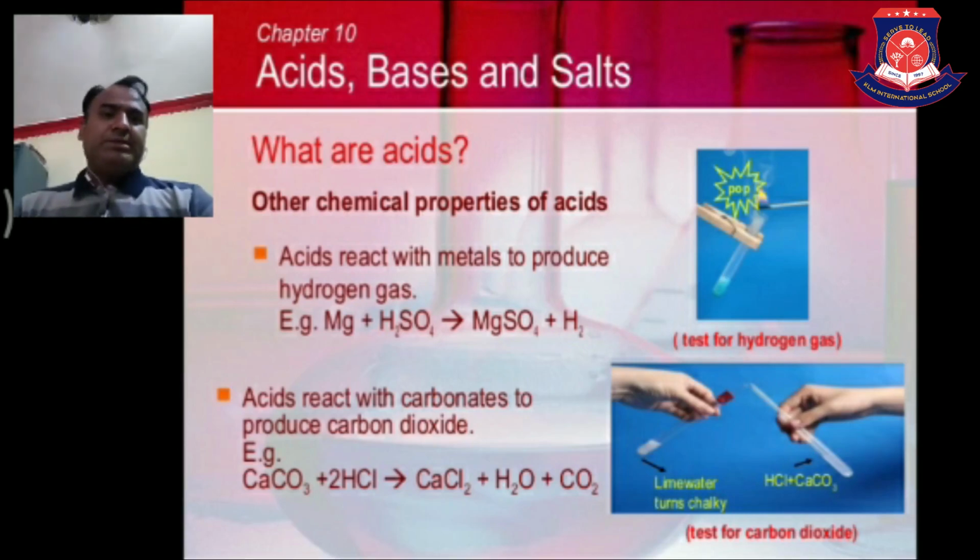Now we know that acids react with metals and produce hydrogen gas, like magnesium plus H2SO4. Magnesium is a metal and H2SO4 is an acid, and the corresponding salt is produced along with the release of hydrogen gas. Normally when acids react with metals, gas is produced and a salt is formed. Like acids when they react with carbonates like calcium carbonate, magnesium carbonate, or simply metal carbonates, again carbon dioxide gas is produced as shown in this slide.